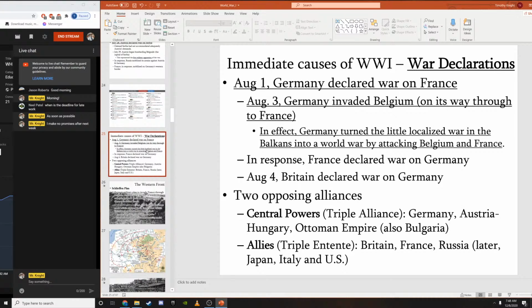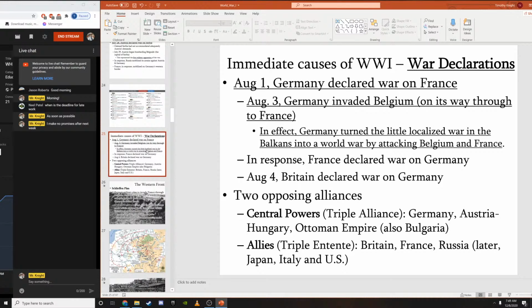So the two opposing alliances that we see when the war begins are the Central Powers, which were previously known as the Triple Alliance: Germany, Austria-Hungary, and instead of Italy, now it's going to be the Ottoman Empire. Italy switches sides. Also, Bulgaria is technically part of the Central Powers. And then the Allied Powers, which was previously known as the Triple Entente. And this includes Britain, France, Russia, and then later on in the conflict, Japan, Italy, and the United States are part of the Allied Powers.